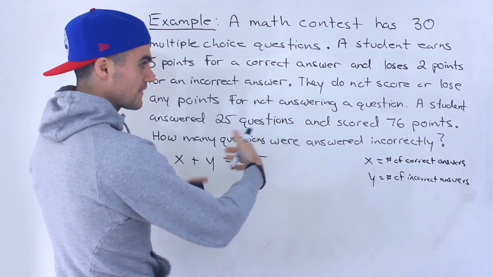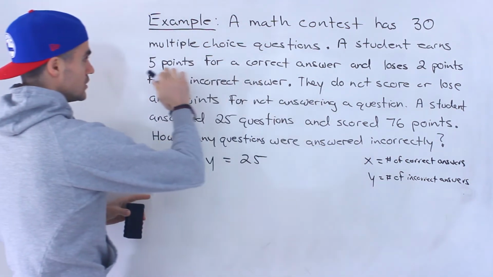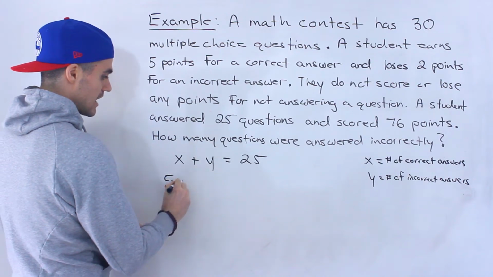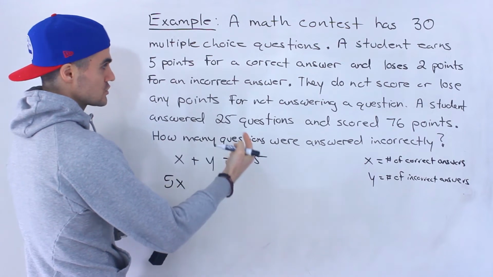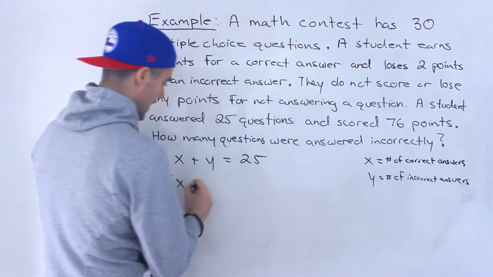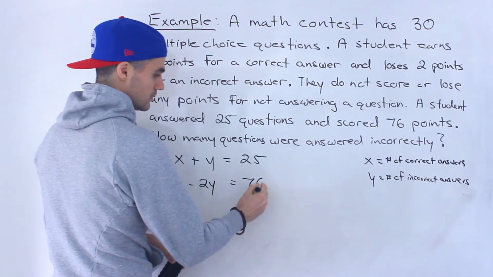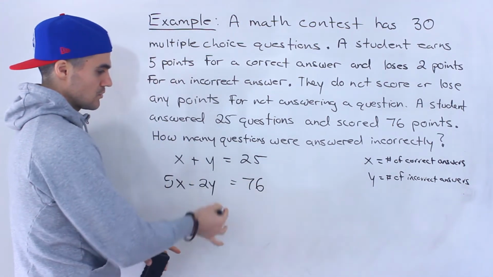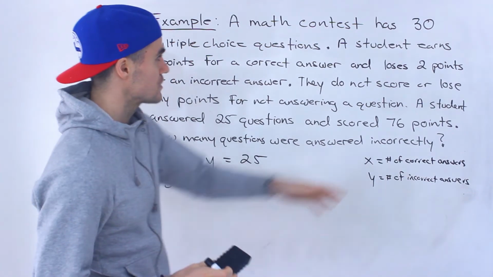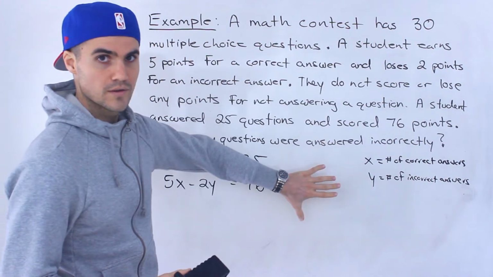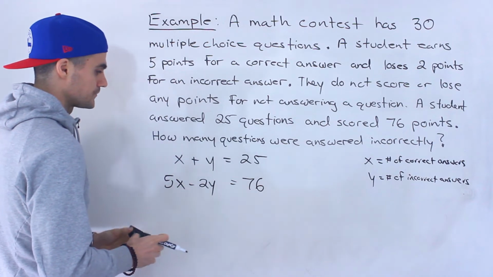And then we're also told that the total score was 76 points. So for all correct answers, you get 5 points, so 5 times the number of questions that were answered correctly. And then for any incorrect answers, you lose 2 points, so it would be minus 2 times y. And that has to equal 76. So those are the two equations that you set up in this question. Notice the 30 we didn't even use in the setup of the equations. So that was a trick right there.